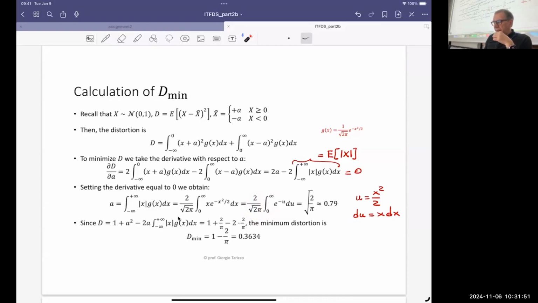That's 0.79. Now we can use this value of A in the expression of the distortion. We can obtain that this is equal to 1 plus A squared minus 2 times A times the expectation of the absolute value of X. And if we complete the calculation, we obtain that this is equal to 1 minus 2 over pi. That is 0.36.